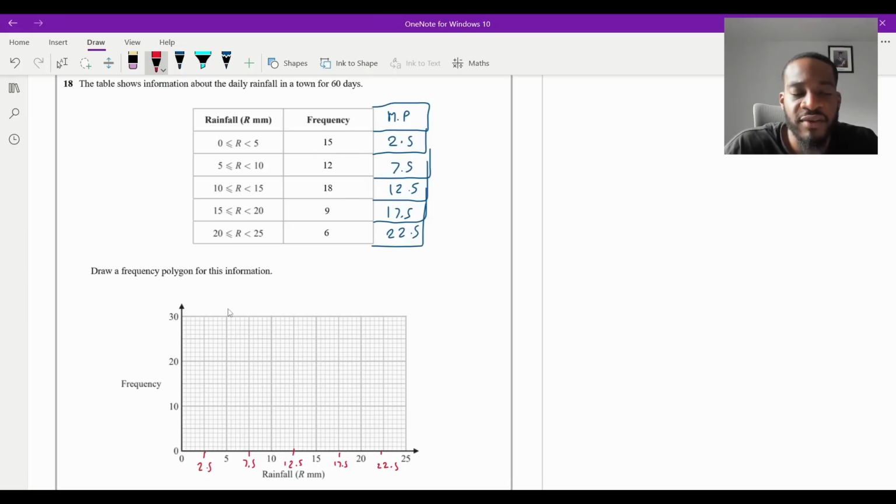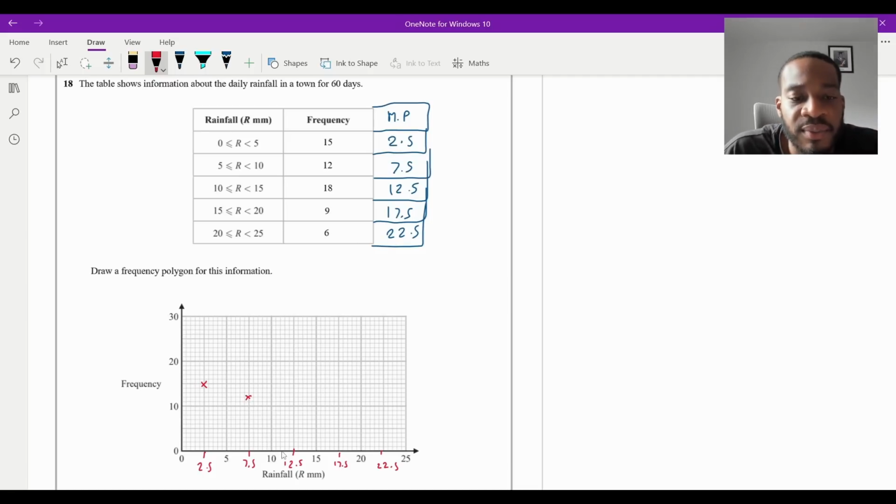So 2.5 and 15, where would that be? That's just going to go over here like that. The next one is going to be 7.5 and 12, which is going to be, that's 10, this is 15. So, oh yeah, it's just going up in ones. It's actually easy. 11, 12. So that would be over there like that.